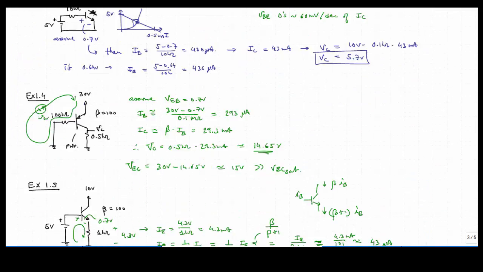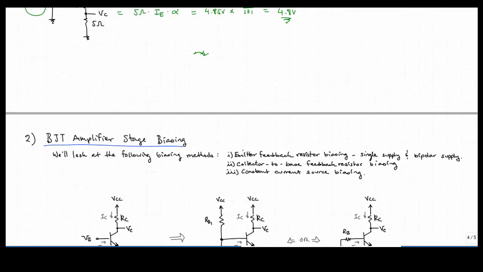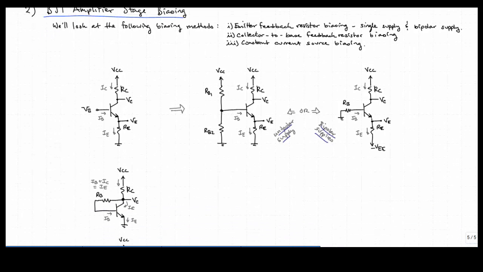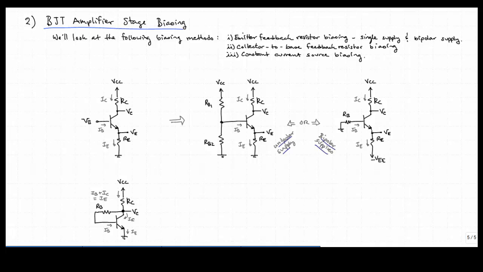So let me find that section. Okay. So we're going to look at a couple different biasing techniques, three mainly. And the first is the use of an emitter feedback resistor. So this resistor here will play the key role for helping us establish the operating current through the transistor. There's a couple different permutations, and we'll see that as we move through here.